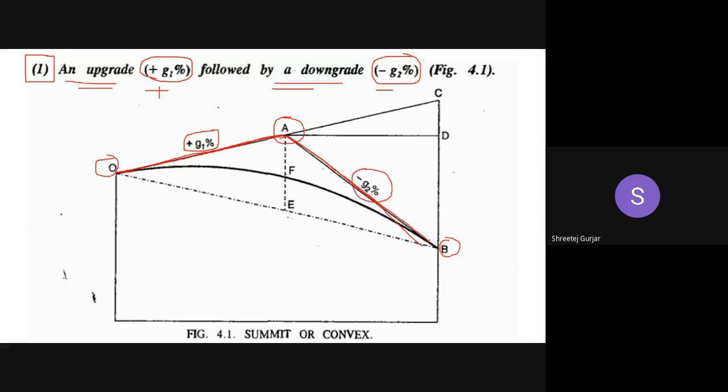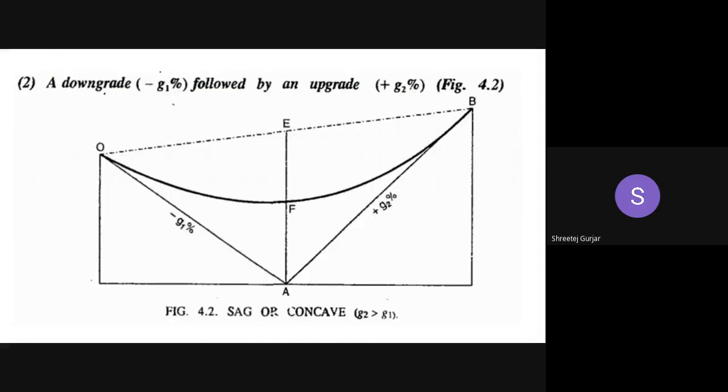Now similarly, we have a second type of a vertical curve, the opposite of the one we have just learned, that is, a minus gradient meeting a plus gradient. A minus G1 meeting a plus G2: a downward gradient meeting an upward gradient. To avoid this condition, we provide a smooth vertical curve. You can see this is the vertical curve which we can provide from O to B.